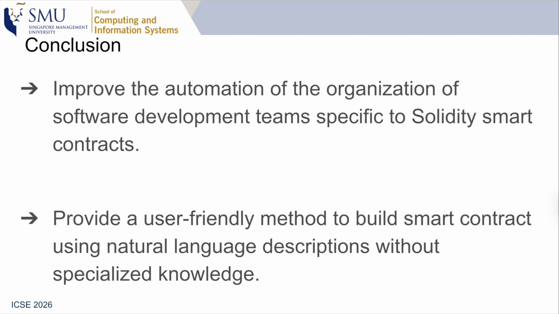ContractHyperAgent aims to improve the automation of the organization and coordination of software development teams specific to Solidity smart contracts. The ContractHyperAgent services, along with GitHub Actions, repositories, and a Telegram bot, provide a user-friendly method for developers to build smart contracts from scratch using natural language descriptions without needing to be an expert.